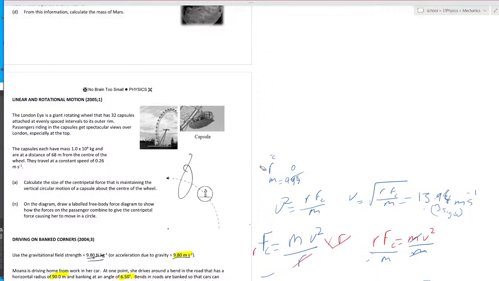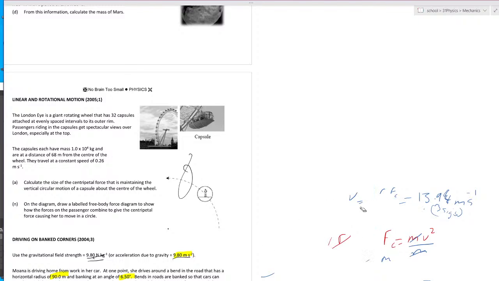I'm just going to clean this up a little bit so I've got a bit of room to draw. While I'm rubbing stuff out, I'll read out the question. The London Eye is a giant rotating wheel that has 32 capsules attached at evenly spaced intervals to its outer rim. Passengers riding in the capsules get spectacular views over London, especially at the top. The capsules each have a mass of 1 times 10 to the 4 kilograms and are a distance 68 meters from the center of the wheel.